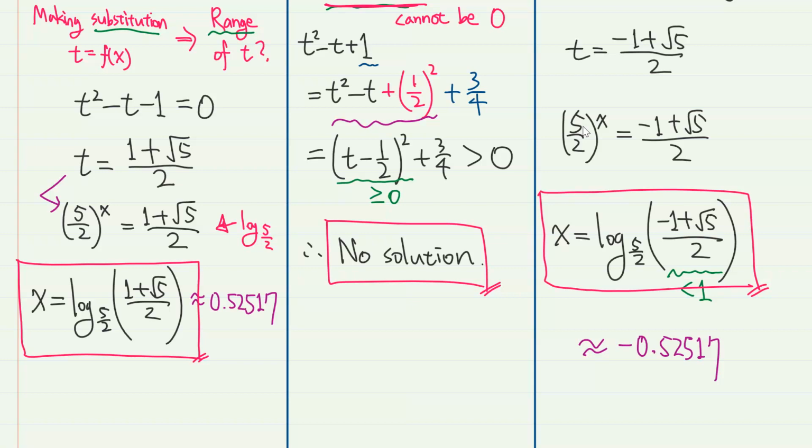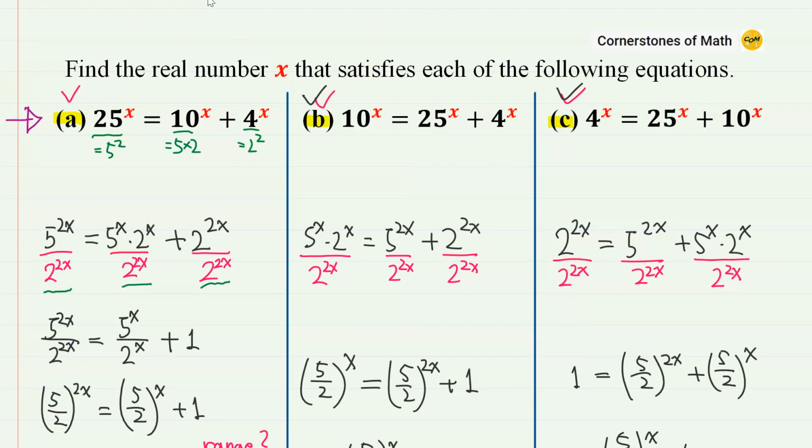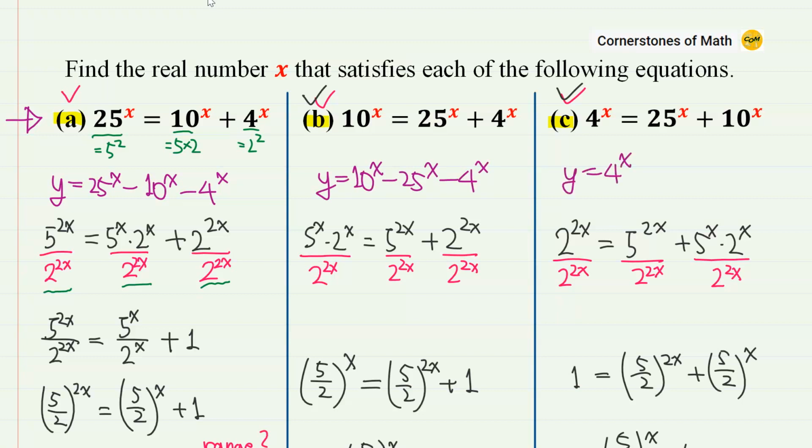So we have found all the roots, but now let us think about the graphical meaning of the roots for a while. Each root of the given equations is an x-intercept of the graphs of y equals 25 to the power of x minus 10 to the power of x minus 4 to the power of x for the first equation, and y equals 10 to the power of x minus 25 to the power of x minus 4 to the power of x for the second equation, and 4 to the power of x minus 25 to the power of x minus 10 to the power of x for the last equation.